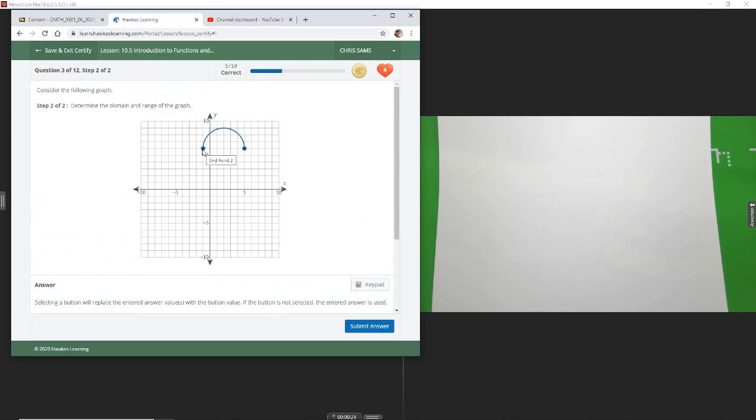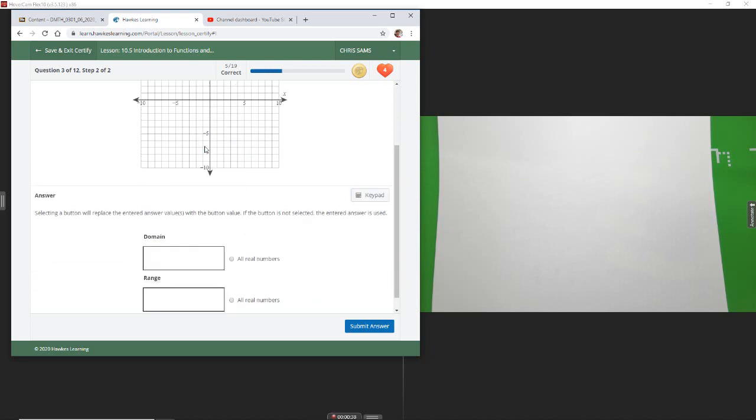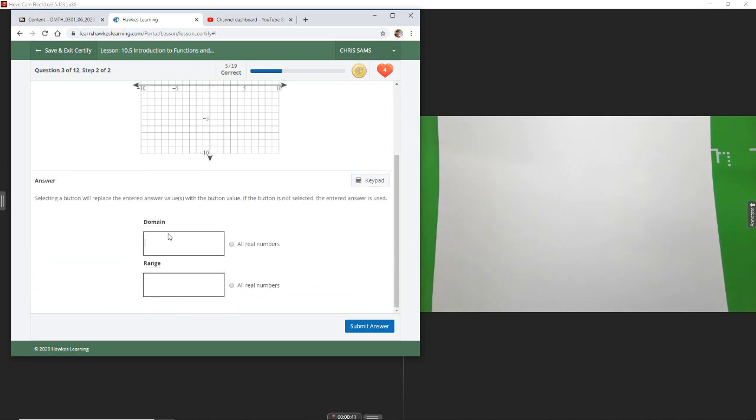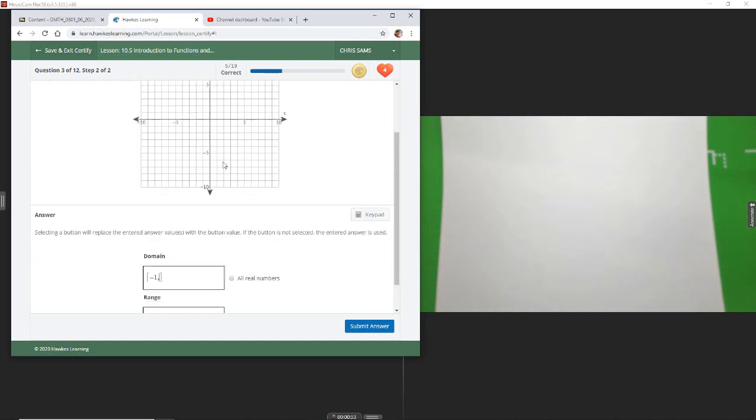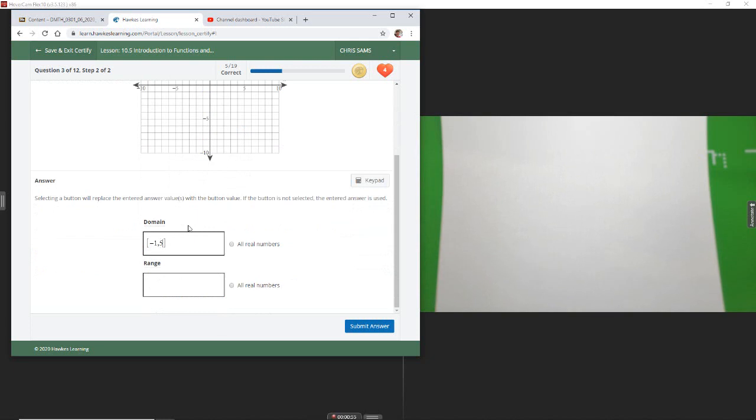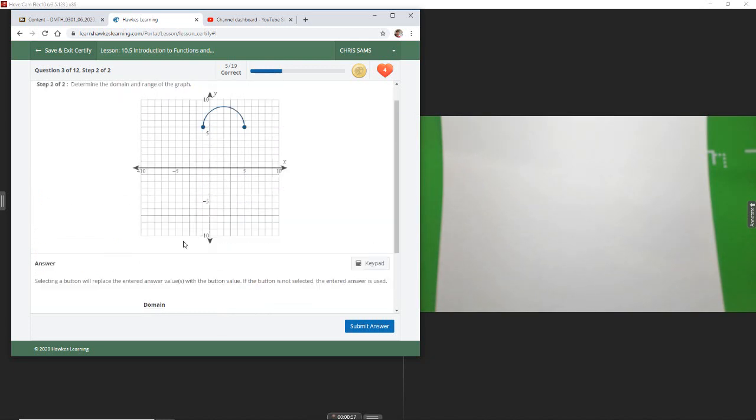So notice the endpoints do not have arrows, so they indicate that they do stop. So the leftmost point is this one, representing an x value of -1. And that closed circle means that we do, in fact, reach that value. So we're going to be putting this in brackets. So -1 is my left point. Going to the right side, it comes as far as the x value of 5. So your domain, -1 to 5.